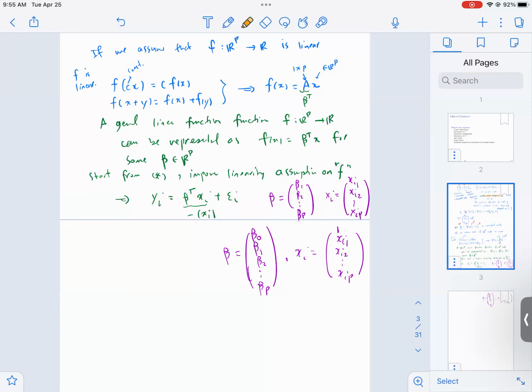Then I take this beta transpose xi, which you may also recognize as the inner product of beta and xi, you remember? Then I get beta 0 multiplied by 1, beta 1 multiplied by xi1, and so on. So this little trick, augmentation of the feature vector, gets us there. And so oftentimes you see that we talk about p plus 1 dimensional features and p plus 1 dimensional parameter. So this is why we have this p plus 1.